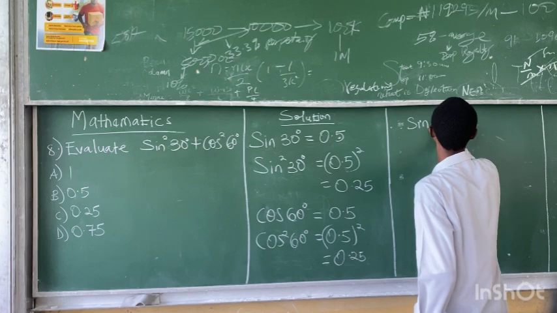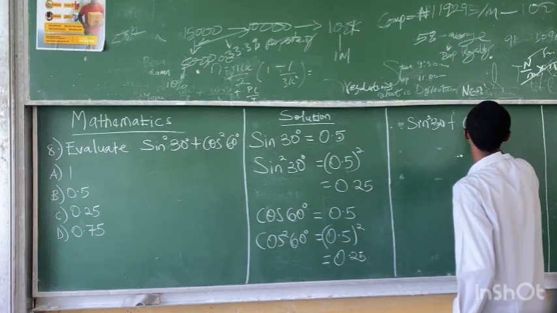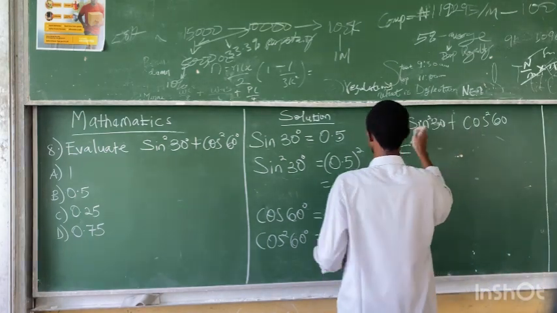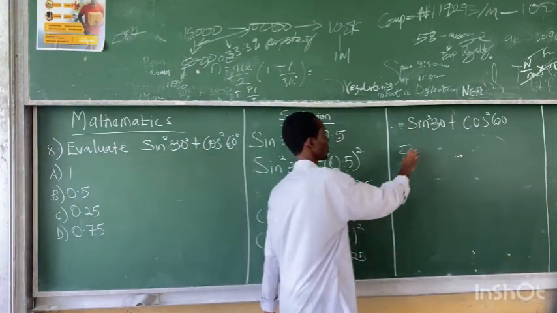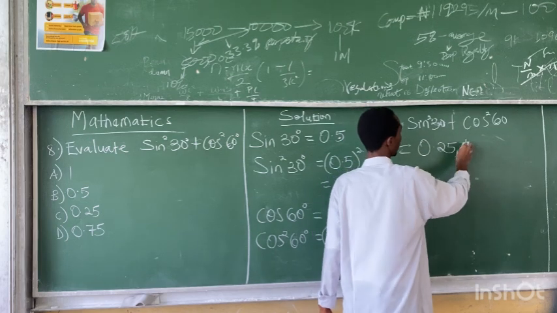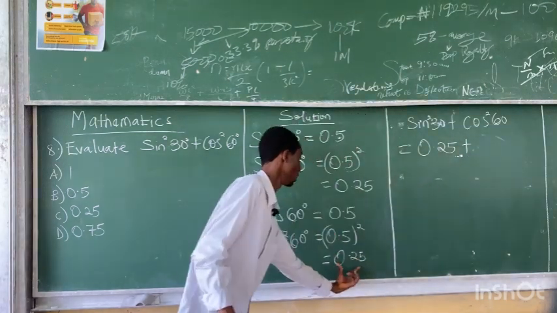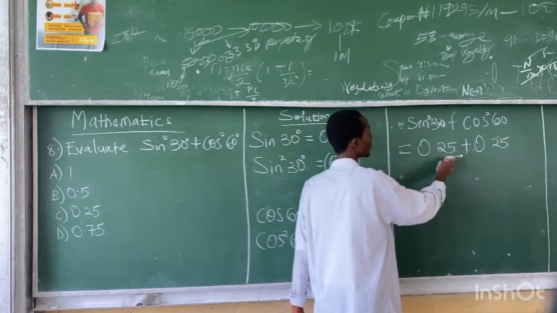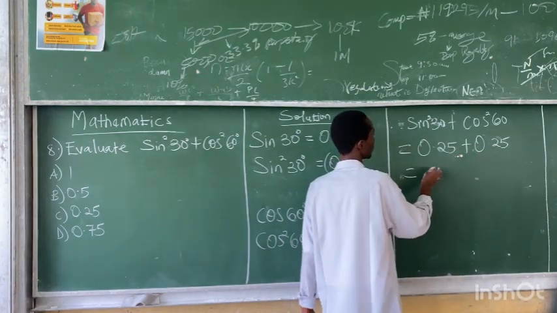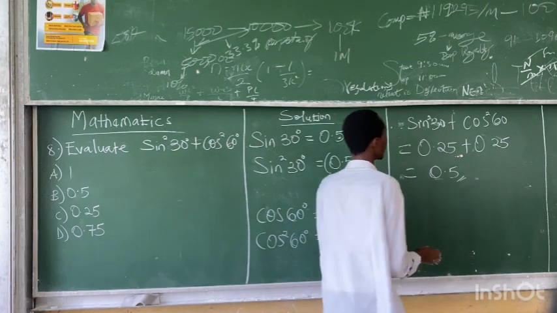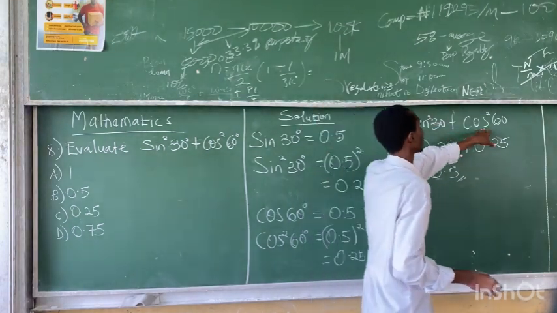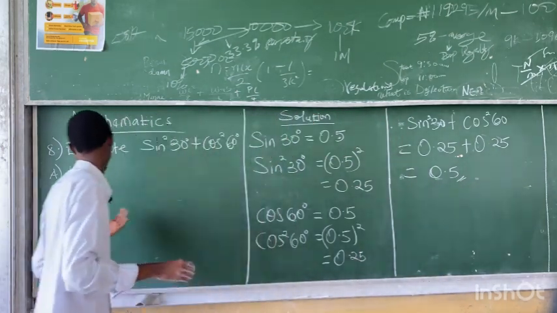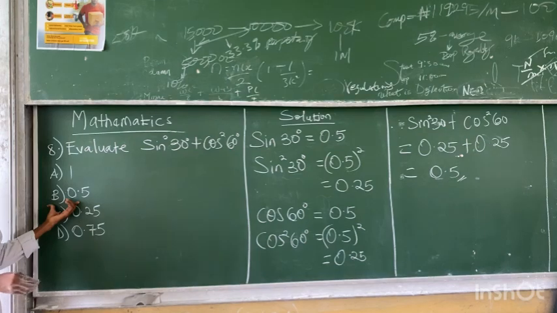Therefore, sine 30 degrees squared plus cos 60 degrees squared will give us what? Sine 30 degrees squared we have is 0.25. 0.25 plus cos 60 degrees squared is also 0.25. 0.25 plus 0.25 will give us 0.5. Therefore, sine 30 degrees squared plus cos 60 degrees squared is equal to 0.5. Our final answer here is option B, 0.5.